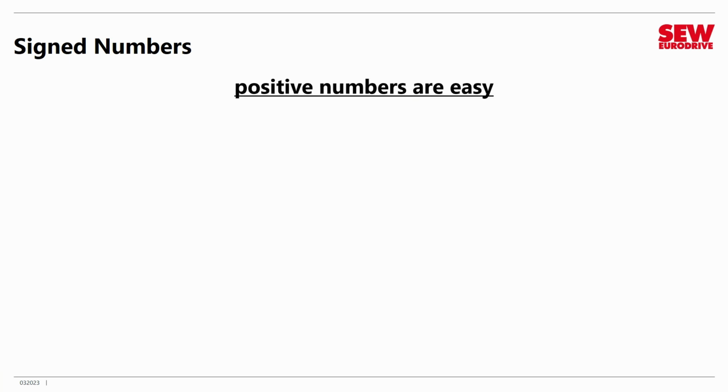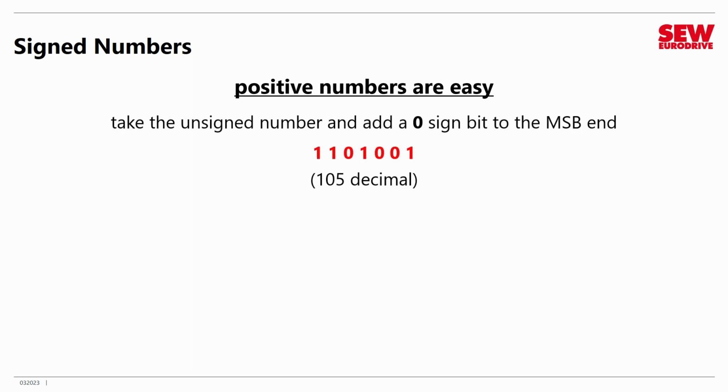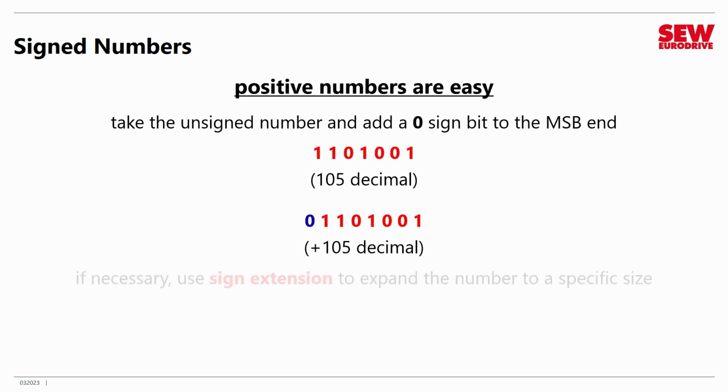Positive numbers are actually very easy. Here's what you do. If you want to take an unsigned number and make it a positive signed number, all you do is attach a 0 bit to the most significant bit end. So if we have this binary number, 1101001, which is 105 if it were a decimal number, and we want to make that a positive number, all we do is put on that 0 sign bit, and now it's plus 105 in binary. Really simple. Okay, that's not bad.